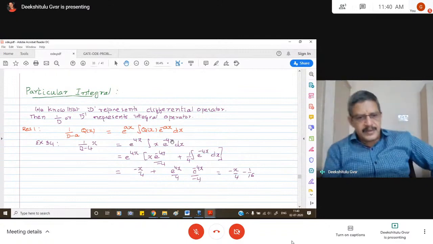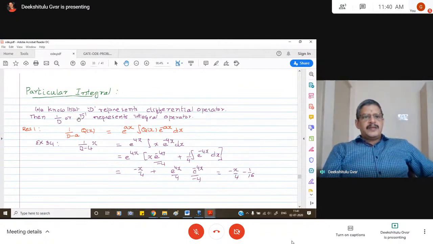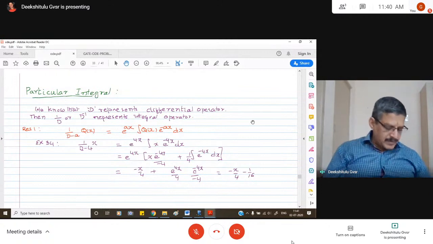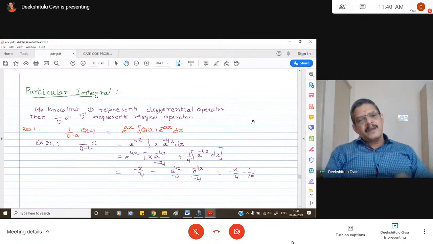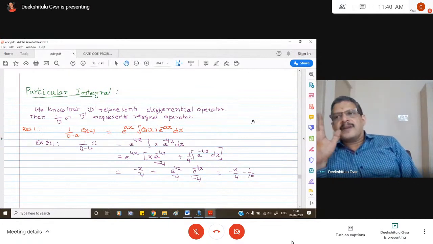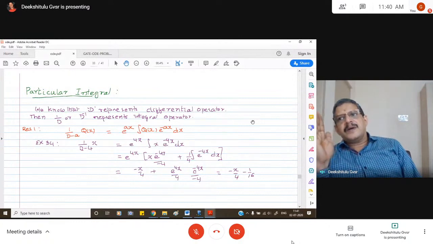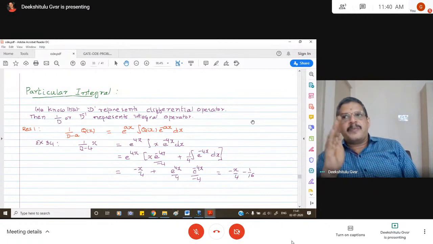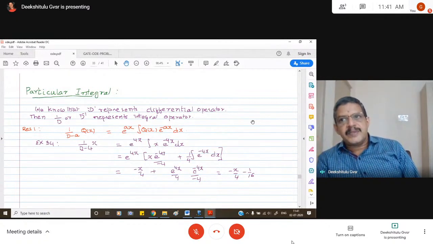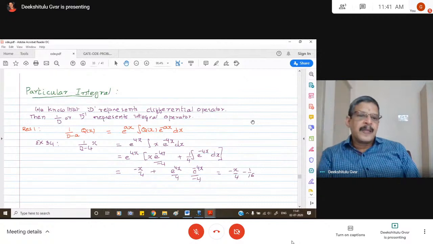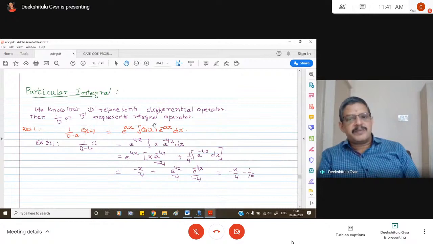Now, particular integral. We know that D represents a differential operator. D stands for d by dx. Similarly, 1 by D means, mind you, remember this, the derivative or differential operator and the integral operator are inverse operators. D and 1 by D. If D represents derivative, then 1 by D represents integration. In the same sense, D represents the differential operator, so 1 by D or D inverse represents the integral operator.